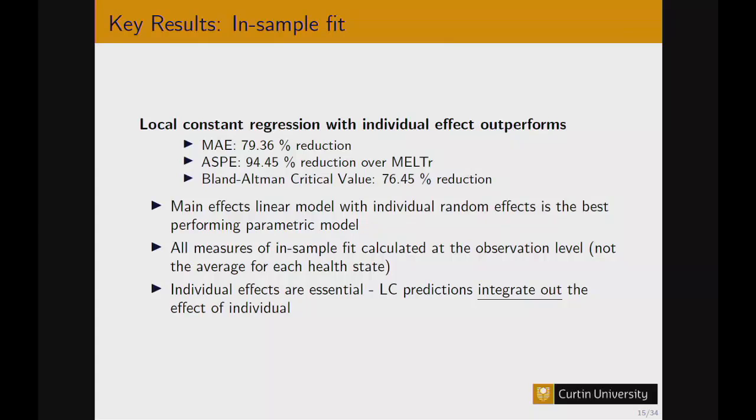So the key results now. I'm still on time, so that's good. So local constant regression with the individual effects is outperforming any other specification in sample, and we would expect that. So in sample, we get a better fit, like 80% reduction in mean absolute error over the next best model. Average squared prediction error, almost 94% reduction. And the Bland-Altman critical value, there's a 76% reduction.